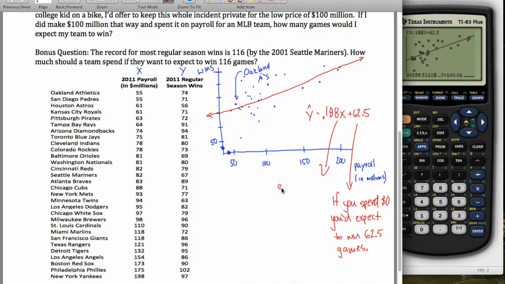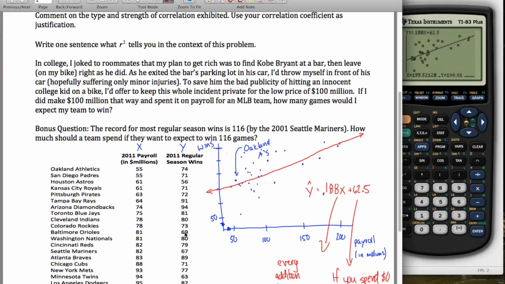0.188 means that for every additional $1 million, you win 0.188 more games. In other words, wins are hard to come by. They're expensive to buy wins.